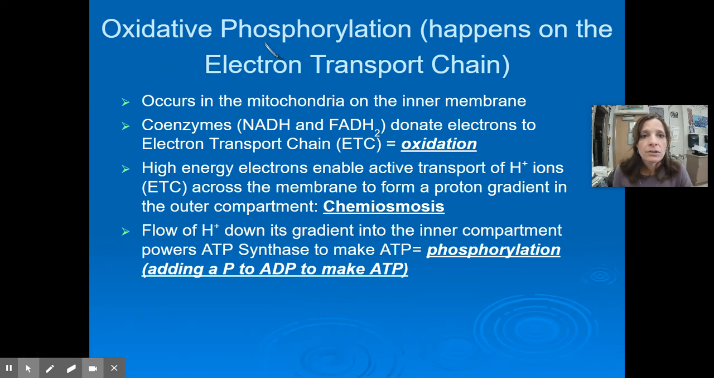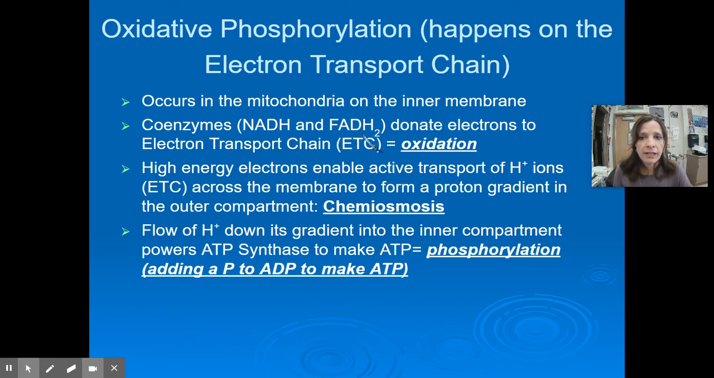So another term for the ATP being made is oxidative phosphorylation, and that happens, like I said, in the electron transport chain. More specifically, it happens in the mitochondria on the inner membrane. So remember, mitochondria have a double membrane. They have their outer membrane, and then they have an inner one that's all convoluted.